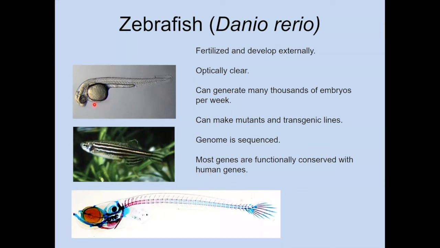So this is a 24-hour embryo here. They develop fairly rapidly. By 24 hours, they have most of the major organs. So they have a brain, eyes, a heart. And by 7 days, they have a really nice cartilage and skeletal system.